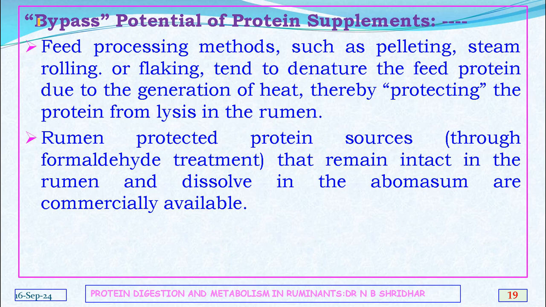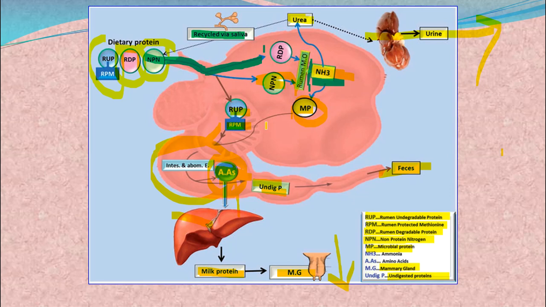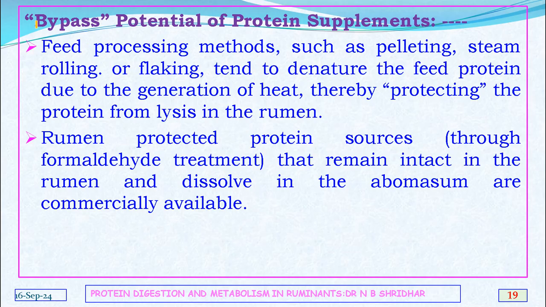Then what is the bypass concept? The bypass concept is this one. Here the proteins are not substrates of the ruminal microflora. They enter the abomasum and intestine, get degraded into amino acids there, and quickly form proteins. Hence, this is the concept of bypass potential of the protein supplements.